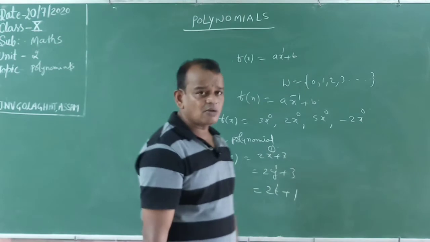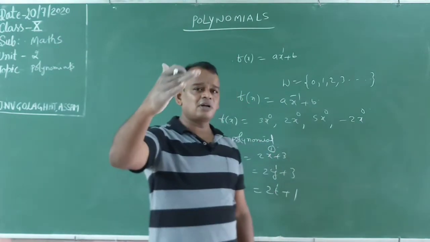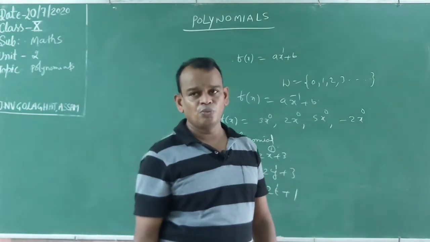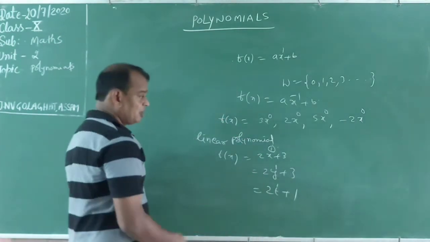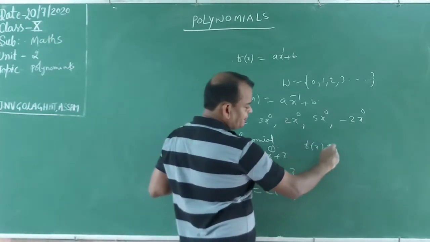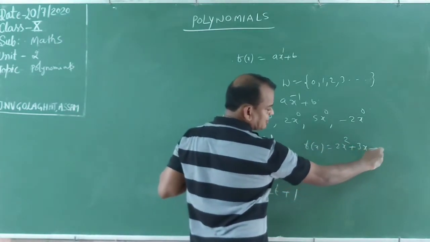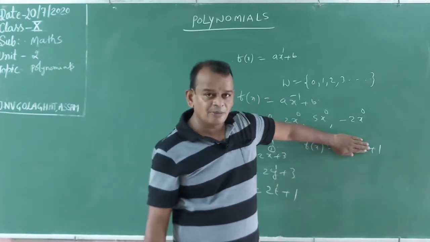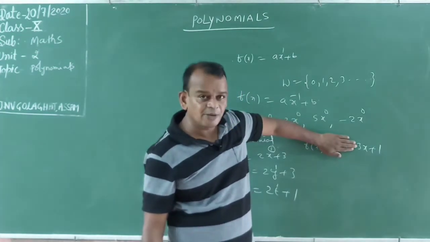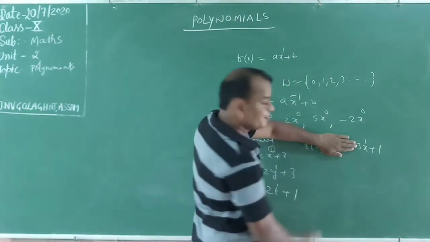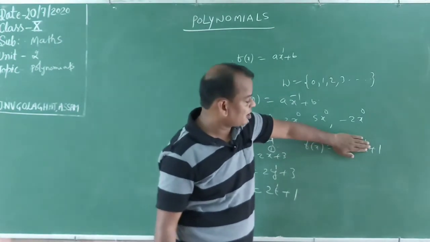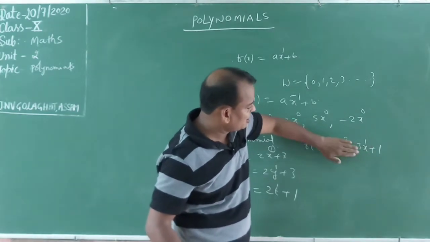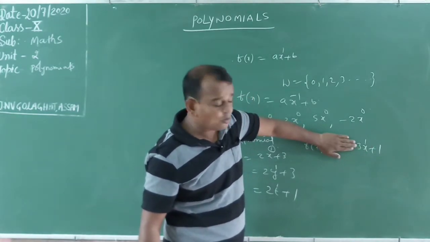Next is the quadratic polynomial. The highest power of the variable in the given polynomial is 2. Observe f(x) = 2x^2 + 3x + 1. First of all, close this one: this is a constant, x^0, a constant polynomial. Close this one: this is a linear polynomial, because its power is 1. Now look at the highest power.